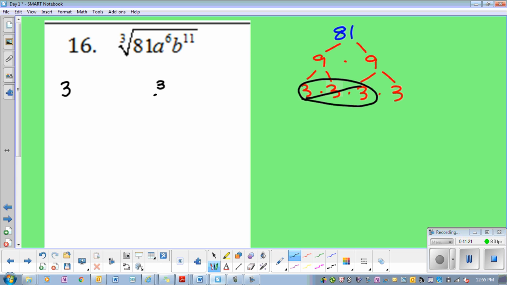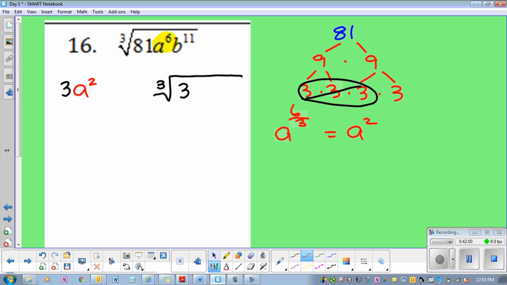Leave yourself some room because you have a bunch of variables that you also need to account for. Give yourself an answer space and do your work a little bit away from that. So now let's look at our a's. How many a's do you have? 6. You need groups of 3. So if I did my shortcut, 6 over 3, what is that? Yeah, a squared. Do we have a remainder? No, it's a perfect 2, so a squared comes out.